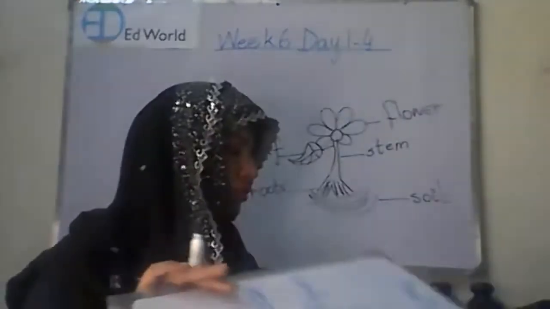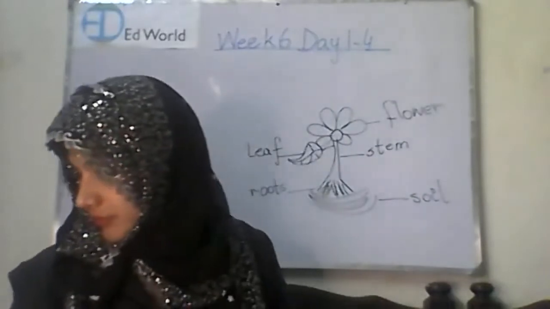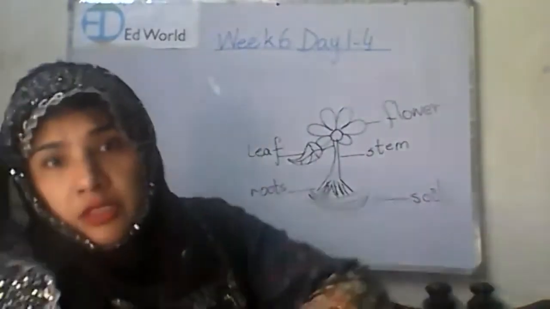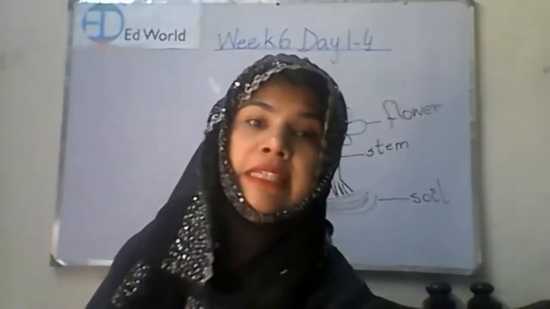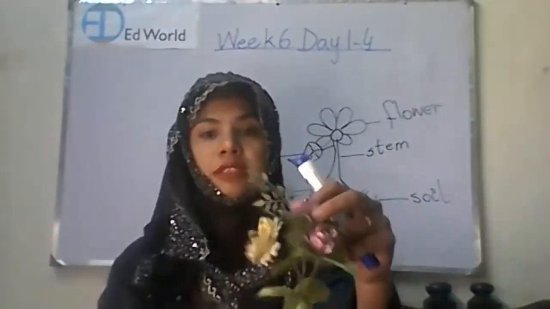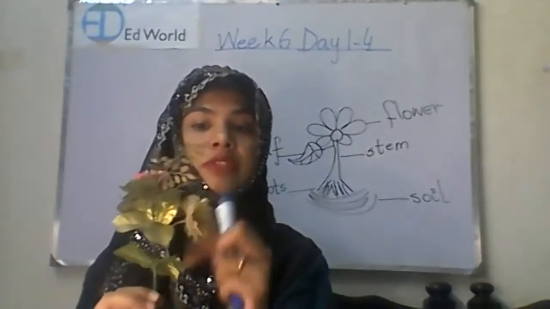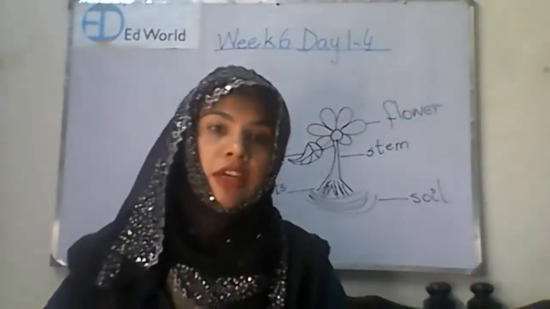Let me show you the plant again. I want you to draw it well and color it very nicely. You can use any color. See, leaves, flowers, leaves, stem. These are the main things.